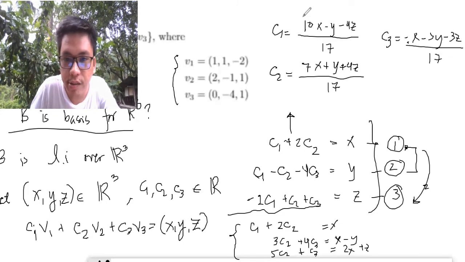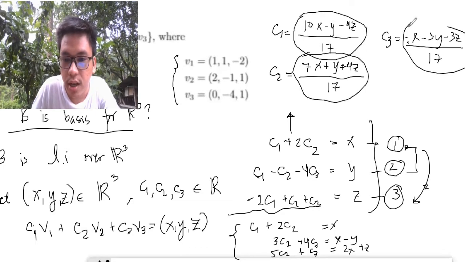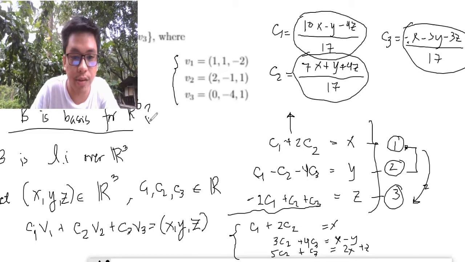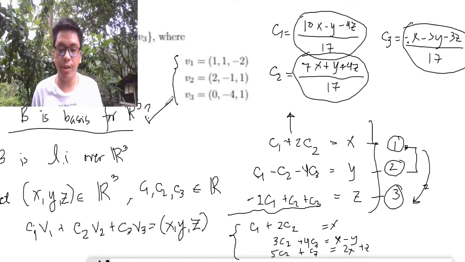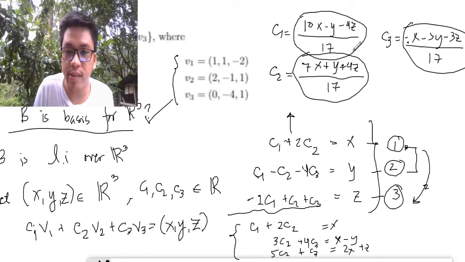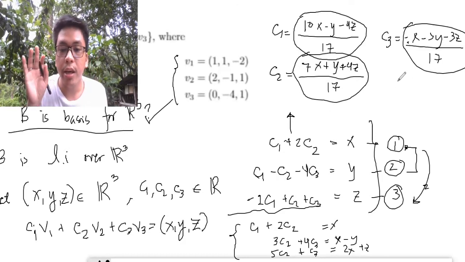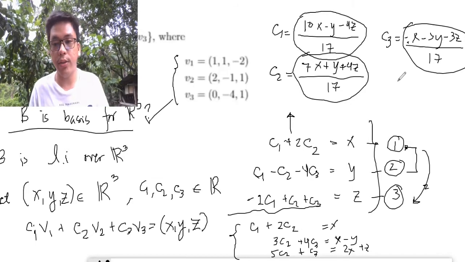Then this is already here, scalars. These are scalars here, and so therefore B spans R3. So we can conclude that B spans R3, and in fact B is a basis for R3. So therefore this is true. Always remember that the basis of a vector space is not unique here, because you can do a manipulation here, and you will get another value for C1, another value for C2, another value for C3, depending on what method you are actually using here.